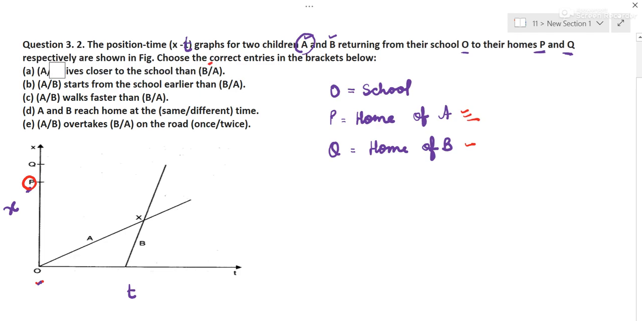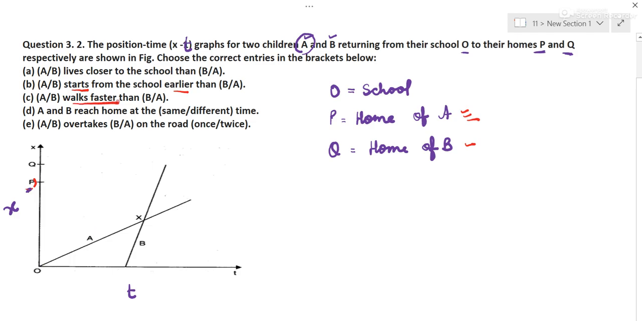Getting to the second part. Who starts from school earlier? So you can see A is starting earlier and B is starting at this time. B is starting late. So A is starting earlier than B.